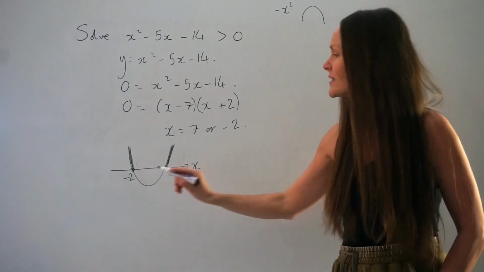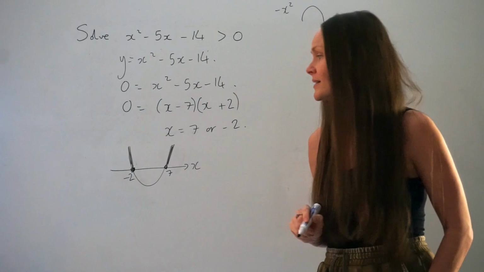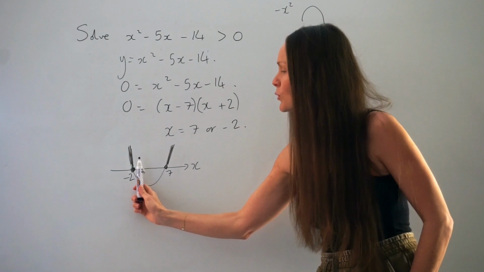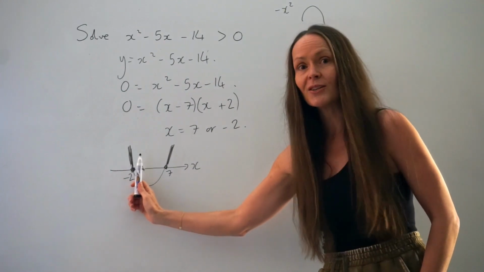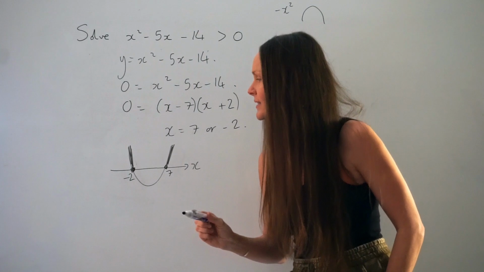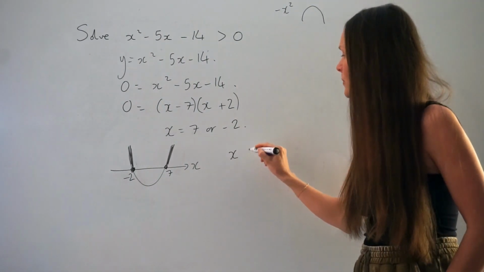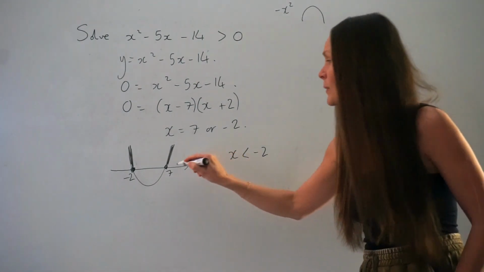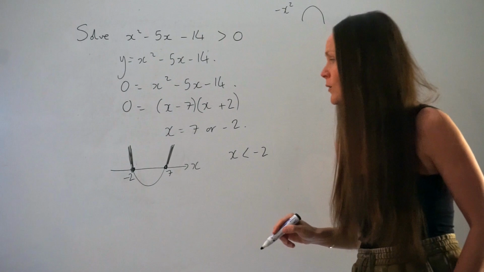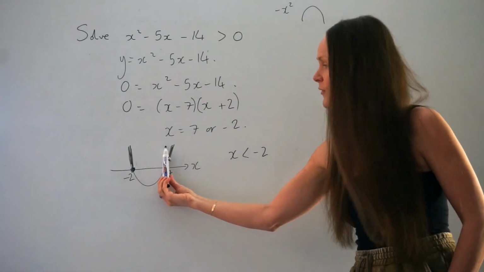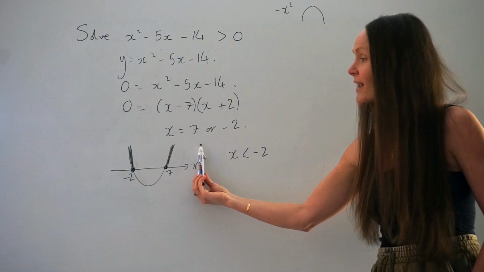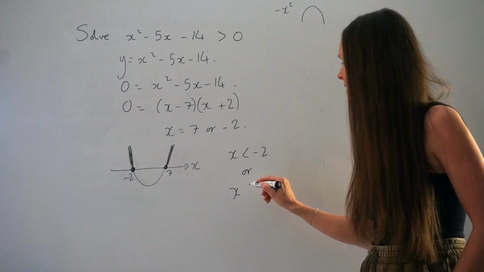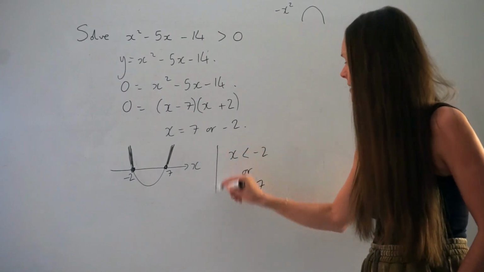So if we take this value here, when x is equal to negative 2, can you see the line in bold is moving to the left? So the x values are getting smaller than negative 2. So the first inequality would be x is smaller than negative 2. Okay, now we're going to look at the other one. So when x is equal to 7, this time the graph is moving to the right. So the x values are getting larger. So the other inequality would be x is greater than 7. And that's it.